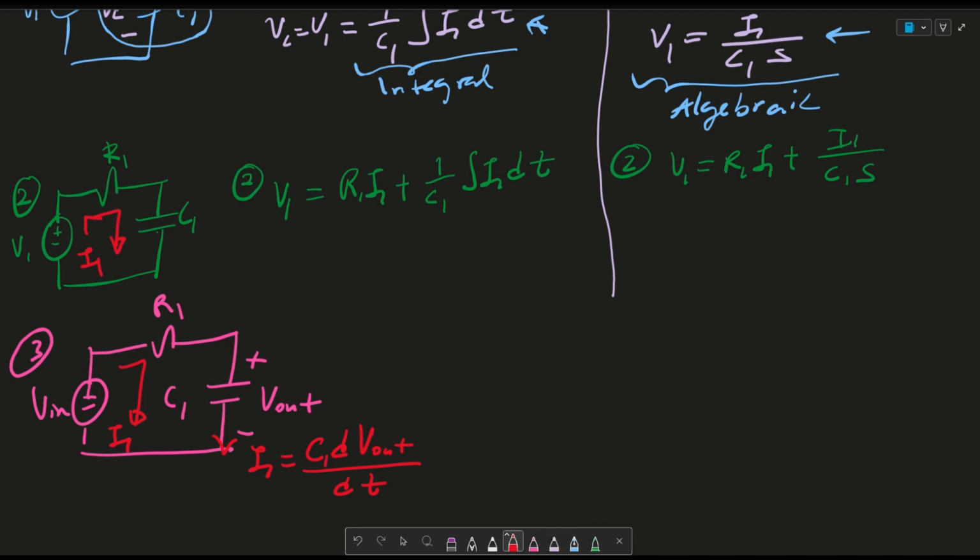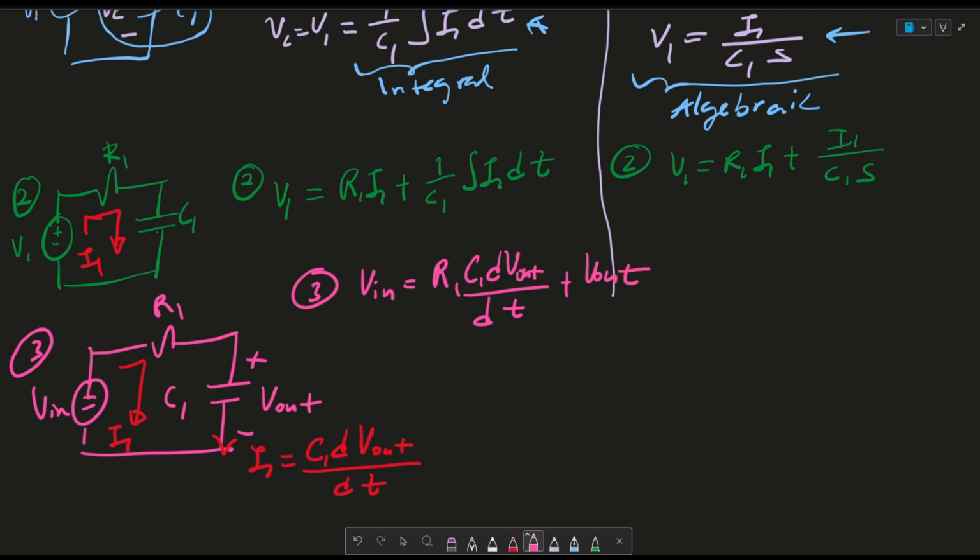So let's go ahead and write out some equations. Here we can say that Vn, again, I'm just writing a mesh loop, is equal to R1 times I1. I'm just rewriting this, but I'm replacing I1 with this right here. I hope that makes sense. So this is R1 C1 dV out over dt plus simply put V out.